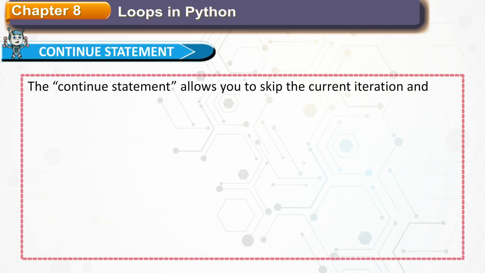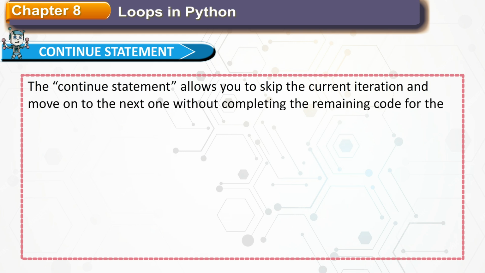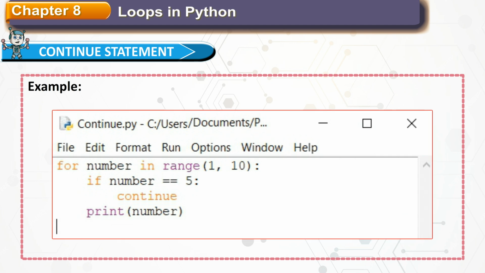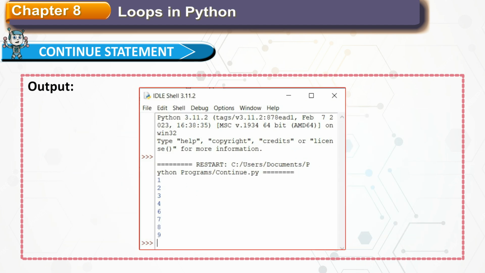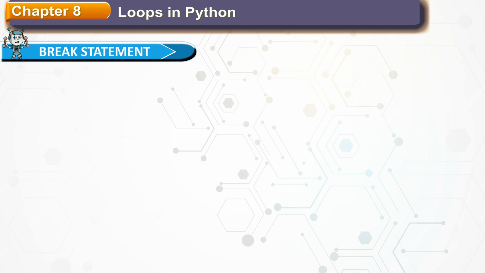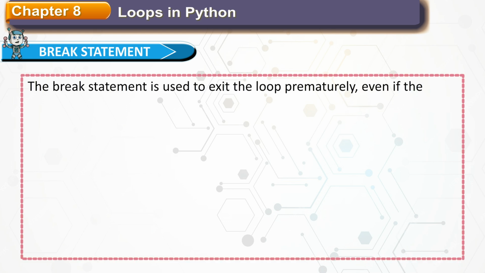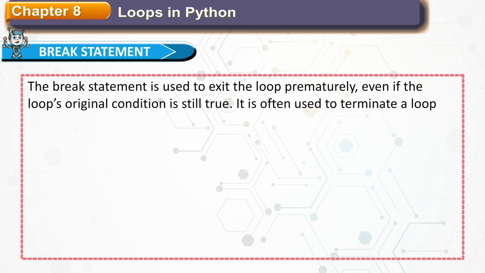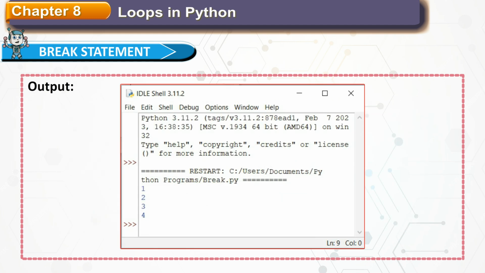Continue statement. The continue statement allows you to skip the current iteration and move on to the next one without completing the remaining code for the current iteration. Example. Output. Break statement. The break statement is used to exit the loop prematurely, even if the loop's original condition is still true. It is often used to terminate a loop when a particular condition is satisfied. Example. Output.